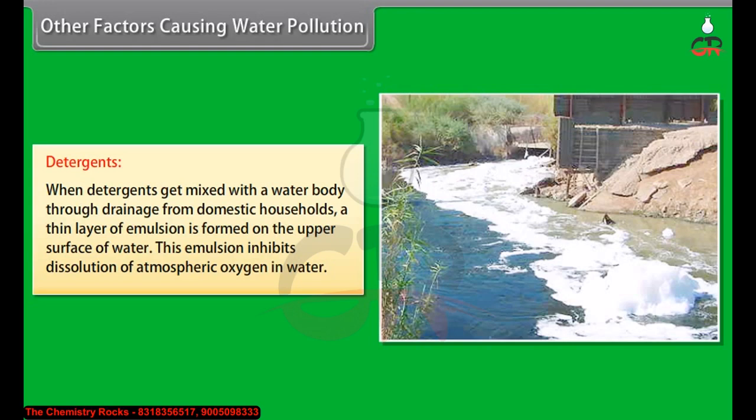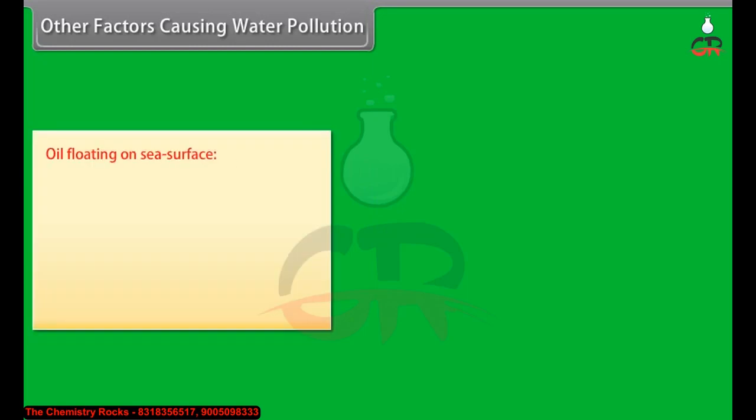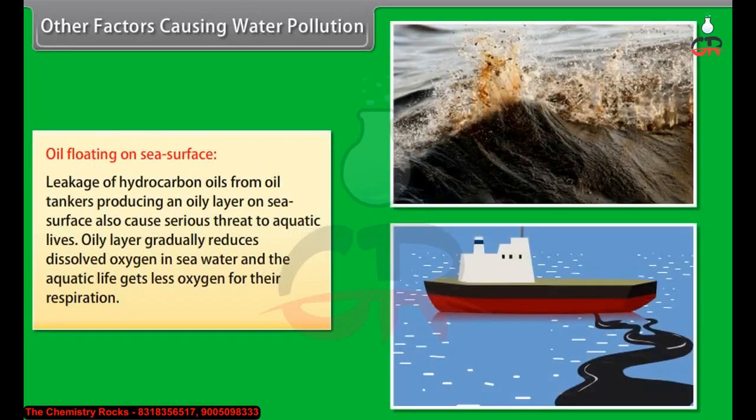Oil floating on sea surface. Leakage of hydrocarbon oils from oil tankers, producing an oily layer on the sea surface, also causes a serious threat to aquatic lives. The oily layer gradually reduces dissolved oxygen in sea water and the aquatic life gets less oxygen for their respiration.